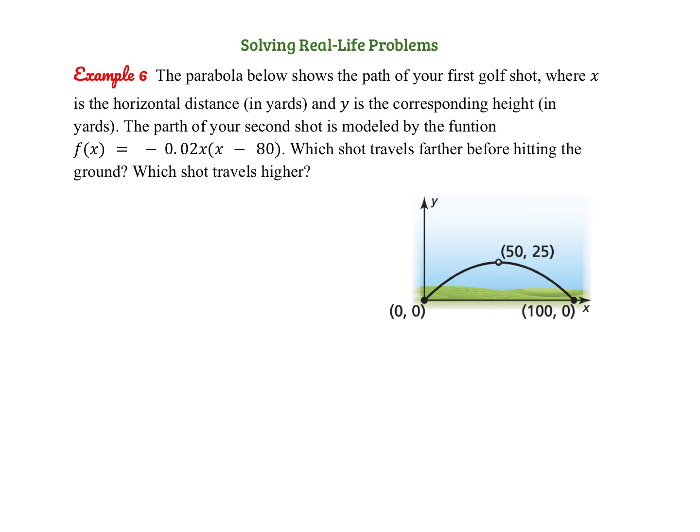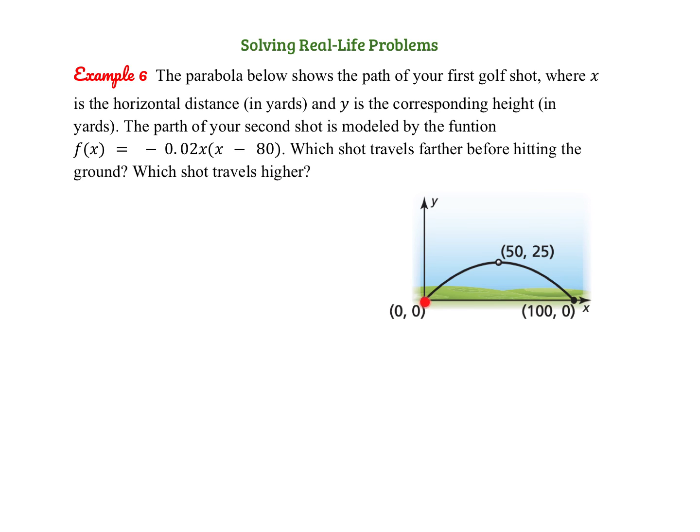All right, so now we're going to see if we can apply what we've learned today to a real-life problem. So here we have a parabola shown right here that shows the path of our first golf shot, where x represents the horizontal distance in yards and y is the corresponding height, also in yards. It says the path of our second shot is modeled by this function. So the graph is not shown, but we have the function. So we want to know two things: which shot travels farther before hitting the ground, and which shot travels higher.